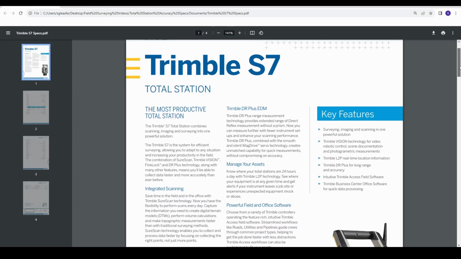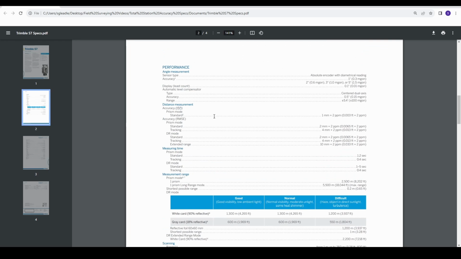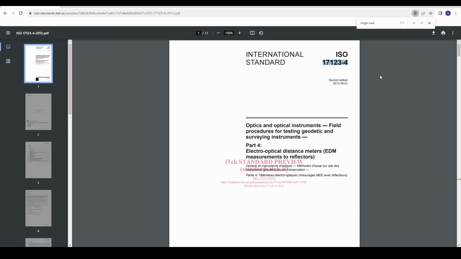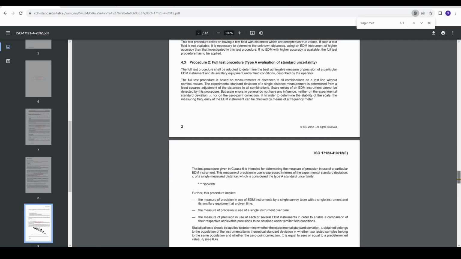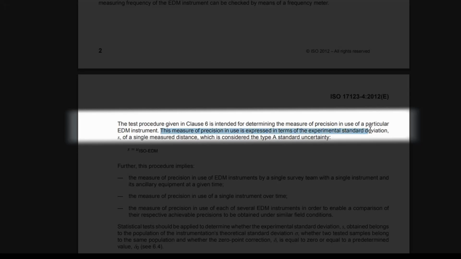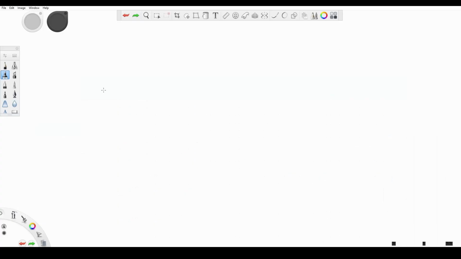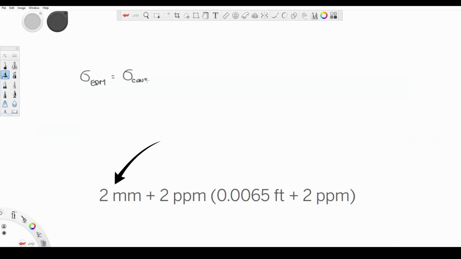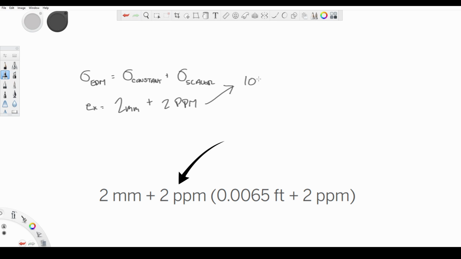We also need to look at the EDM component of the total station's accuracy specification, which is most often governed by ISO 17123-4. This one is a bit more straightforward. You've probably seen something along the lines of 2 millimeters plus 2 ppm for the quoted EDM accuracy when we're looking at instrument specs. This is referring to the standard deviation of a single distance measurement. There are two components to this one. The first being the constant, 2 millimeters in this example, and the second being a scalar component that grows as you increase your observation length.